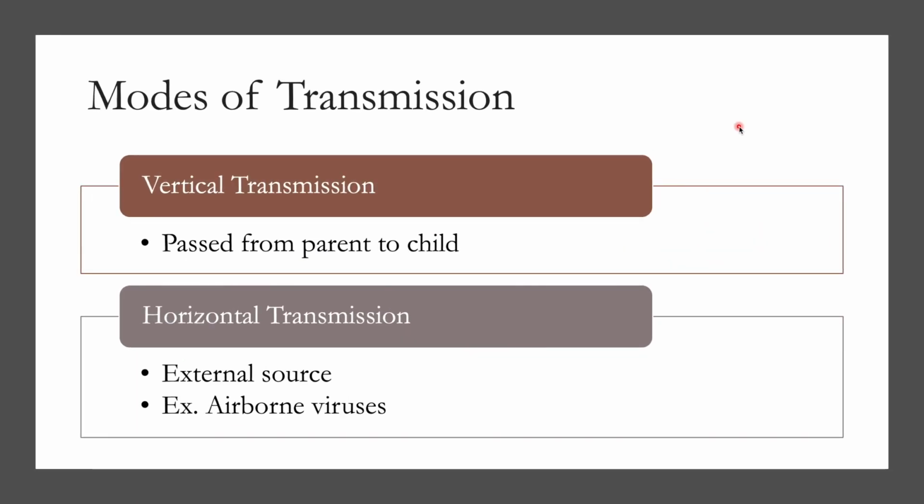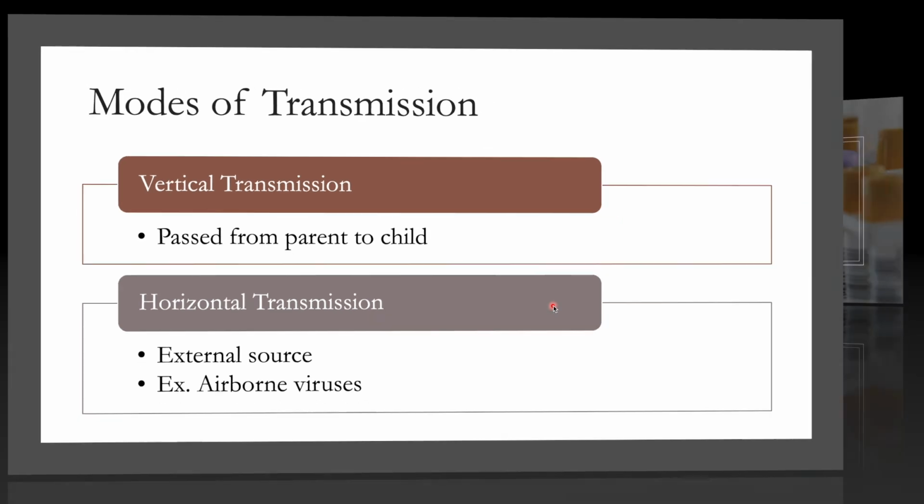There are two modes of transmission for viruses, vertical and horizontal. Vertical transmission occurs when the virus is passed from parent to child. Horizontal transmission is when the virus is transmitted from an external source. An example of horizontal transmission are airborne viruses that can move from person to person when someone coughs or sneezes.